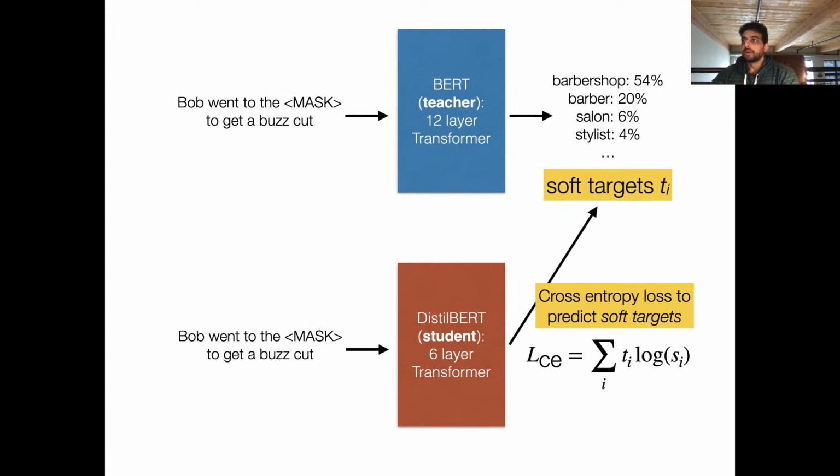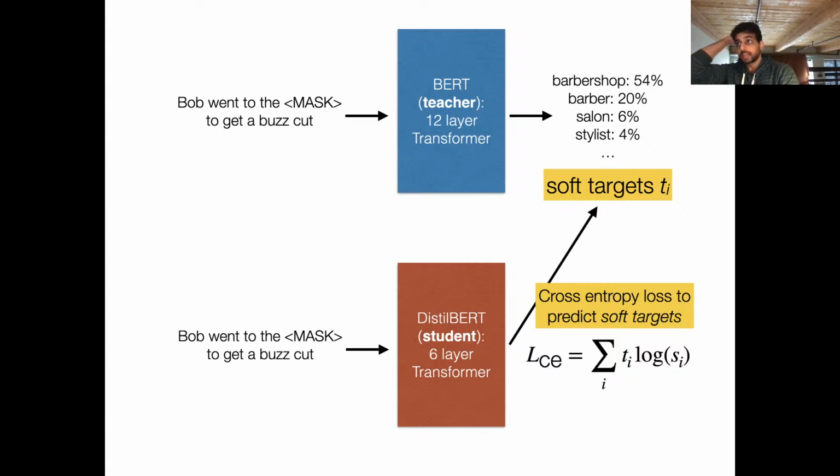Okay, so other questions. Are soft targets produced after training is complete for the teacher model? Yeah, so you assume that you've pre-trained this teacher model, of course using the standard masked language modeling objective, and you treat it as fixed. Its sole purpose in the distillation process is to produce probability distributions over these masked tokens. And those are then used as the ground truth for the student model.